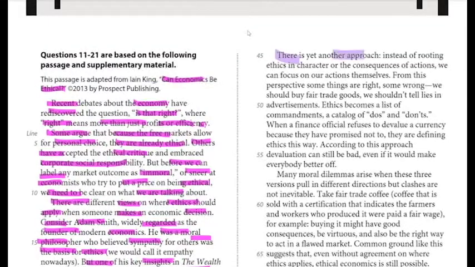There is yet another approach. Instead of rooting ethics in character or the consequences of actions, we can focus on the actions themselves. From this perspective, some things are right, some are wrong. We should buy fair trade goods, we shouldn't tell lies. Ethics becomes a list of commandments, do's and don'ts.